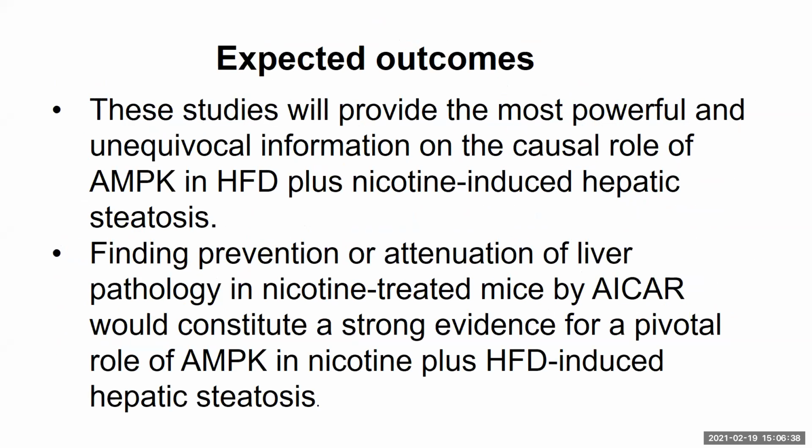So what will be the expected outcome? This study will provide the most powerful and unequivocal information on the causal role of AMPK in high-fat diet plus nicotine-induced hepatic steatosis. Finding prevention or attenuation of liver pathology in nicotine-treated mice by ICA would constitute strong evidence for a pivotal role of AMPK in nicotine plus high-fat diet-induced hepatic steatosis.